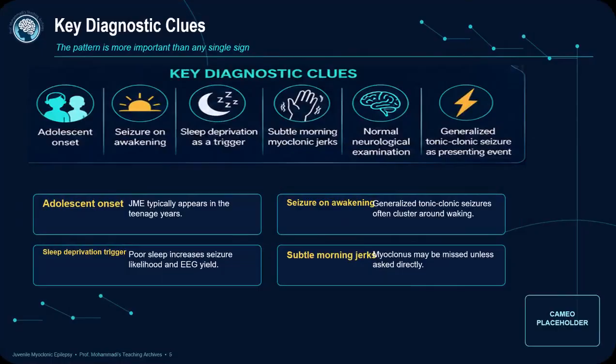Now we can assemble the diagnostic pattern. The patient is an adolescent. The generalized seizure occurred shortly after waking. Sleep deprivation was present. There is a history of subtle morning myoclonic jerks. Her neurological examination is normal. Taken together, these features strongly suggest juvenile myoclonic epilepsy. The key point is that JME is not diagnosed from one isolated sign. It is diagnosed by recognizing a clinical pattern supported by history, timing, triggers, seizure semiology, and EEG findings.